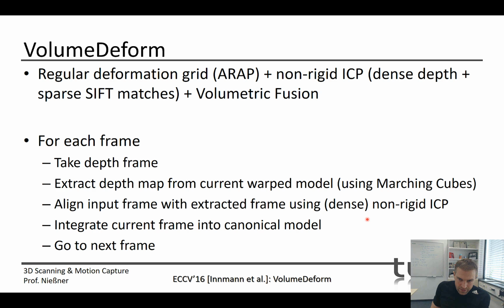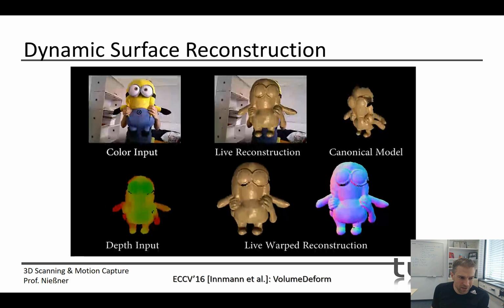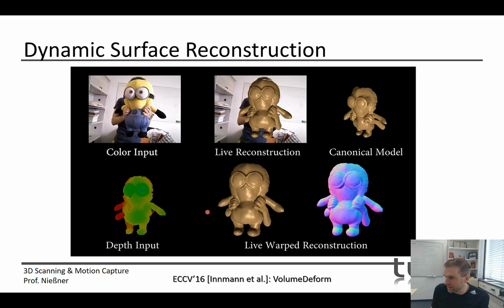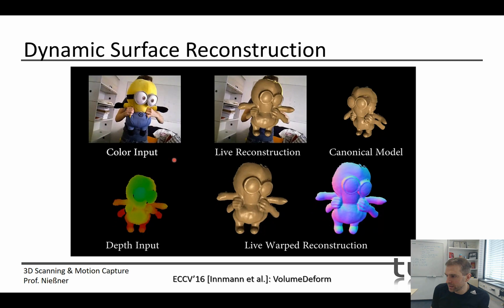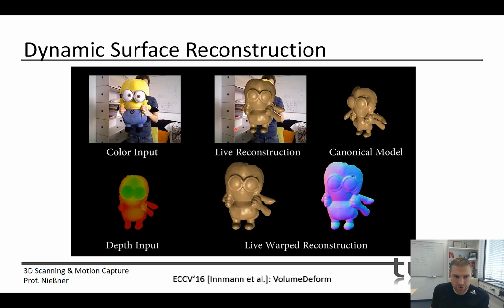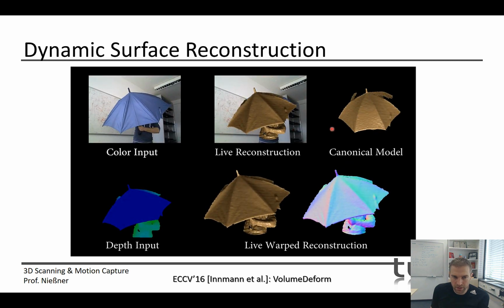Okay, and this is how that one looks. And you have seen these sequences already, but basically this is now a little bit more robust, but it's the same idea, right? And now you know what all of these things mean here. So now we have here the color input, right? We have here the live reconstruction. We have the canonical model here respectively.